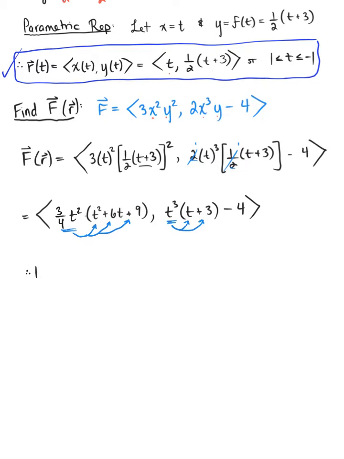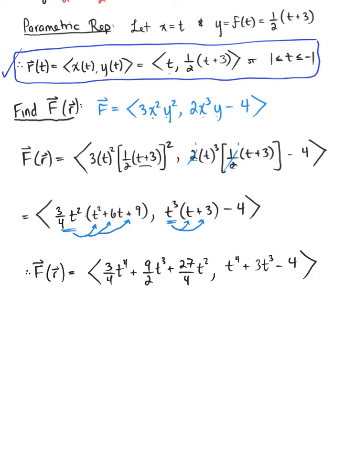So we are left with the parameterized vector field being defined here as 3/4 times t to the 4th plus 9 halves t cubed plus 27/4 t squared. And then our second term becomes t to the 4th plus 3t cubed minus 4. And we're one step closer to being ready to evaluate this vector line integral.